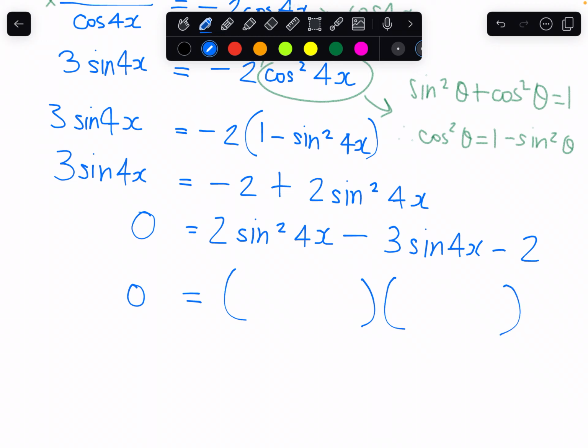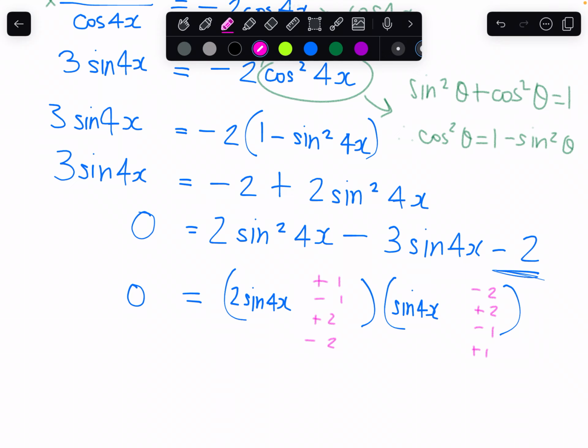So I know that my first terms will be 2 sine 4x and sine 4x, because that's the only way I can get 2 sine squared 4x. And then my last terms are either going to be plus 2 minus 1 or minus 1 plus 2, or jiggle them around. How do we figure out which one works? I'm just going to list my options here. Either this could be a plus 1 minus 2, or a minus 1 plus 2, or the plus 2 could be here and the minus 1 here, or the minus 2 here and the plus 1 there.